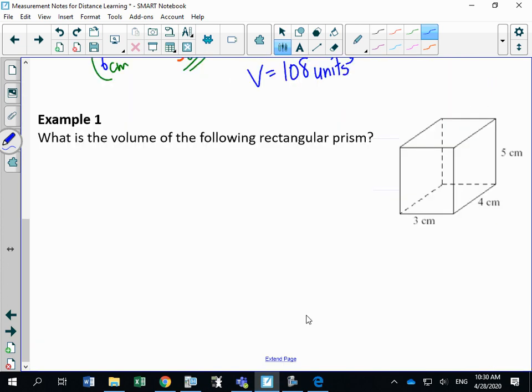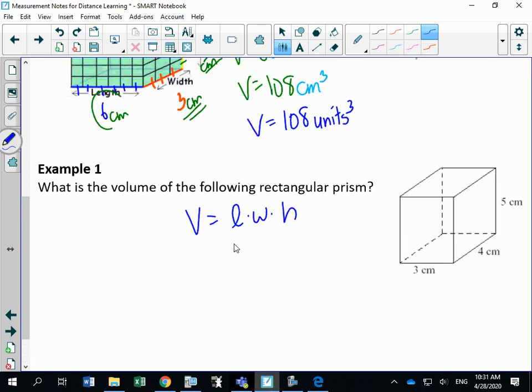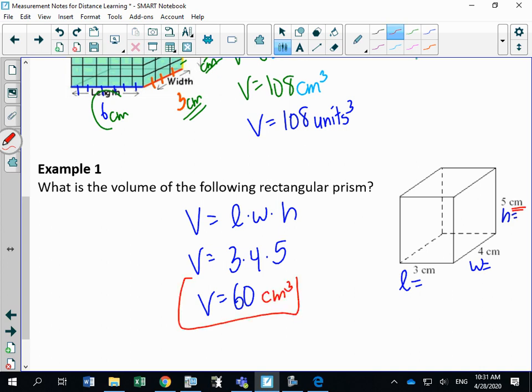Okay, let's quickly find out the volume of this rectangular prism. Volume is equal to length times width times height. And I'm going to say that this is my length, this is my width, and this is my height. Remember that, like with surface area, you actually don't need your units until the very end. So 3 times 4 times 5. If you punch that in your calculator, you get 60. Then I'm going to say, okay, my units were centimeters, and I cube that.